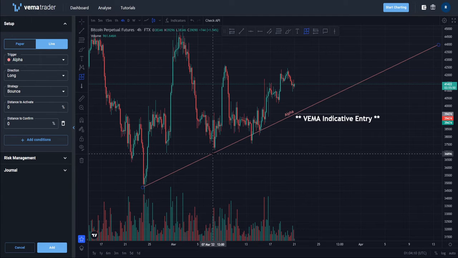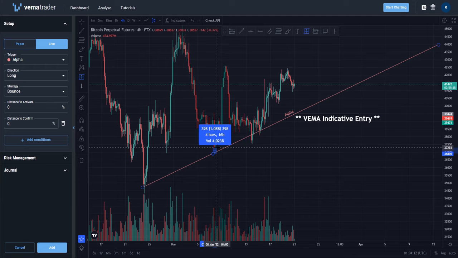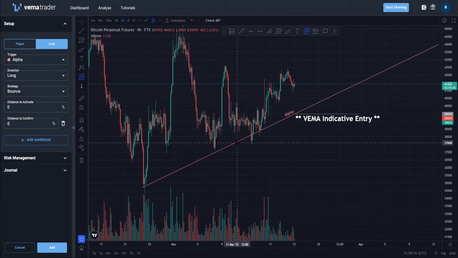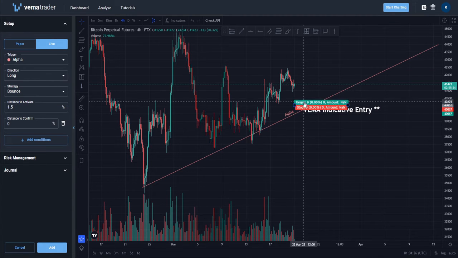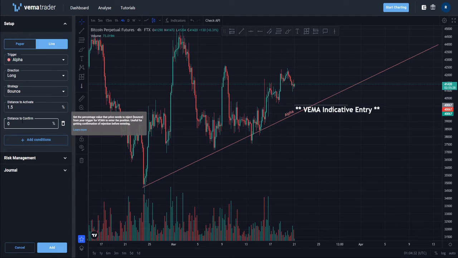So I'll come to my trend line and go, okay, that got front run by about 1%. This one here was, say, 2%. This one here was about 1. So I'm going to go, okay, my distance to activate, let's put that at 1.5%, just to give me that bit of a buffer so that I shouldn't get front run. If price gets close to alpha, then VEMA will be looking at this trade to enter for me.